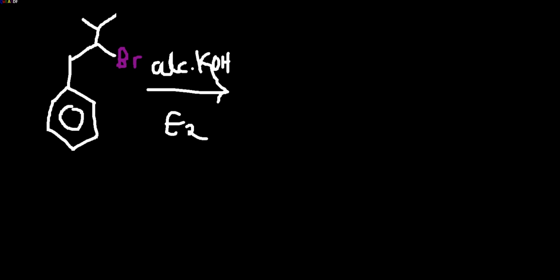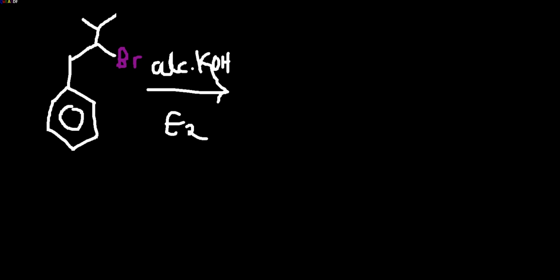In this reaction, we're reacting an alkyl halide with potassium hydroxide in an alcohol solvent. It's pretty easy to tell that this is going to be an elimination mechanism. We're just going to expel the halogen, and we're going to develop a new pi bond between two carbons.